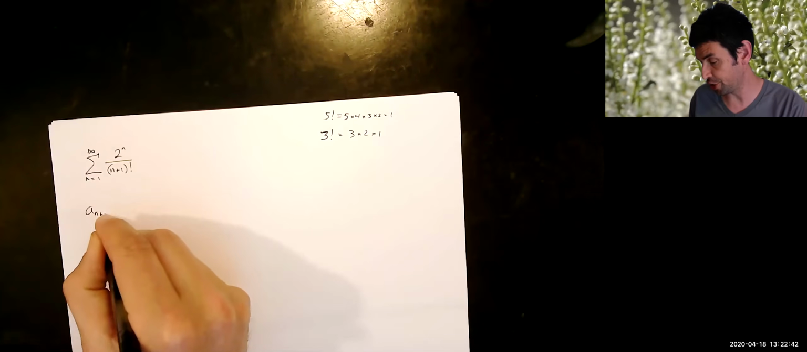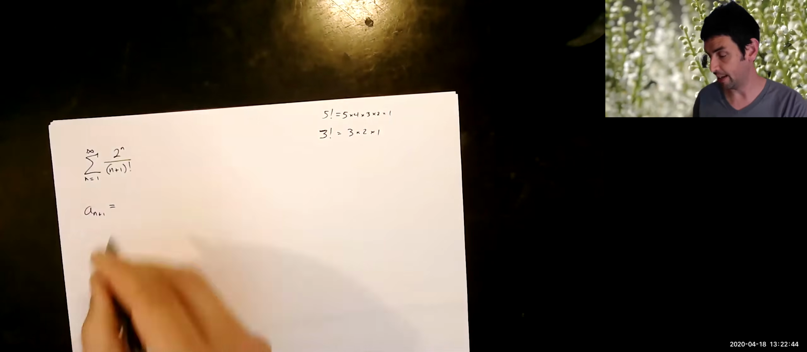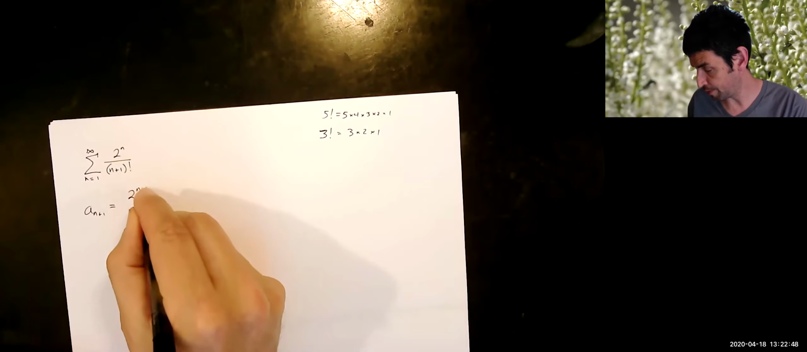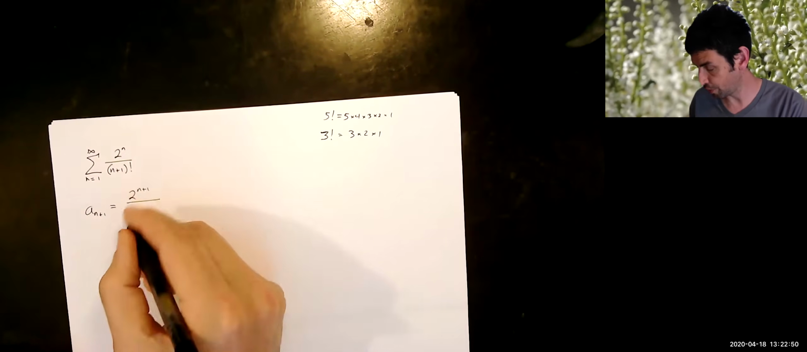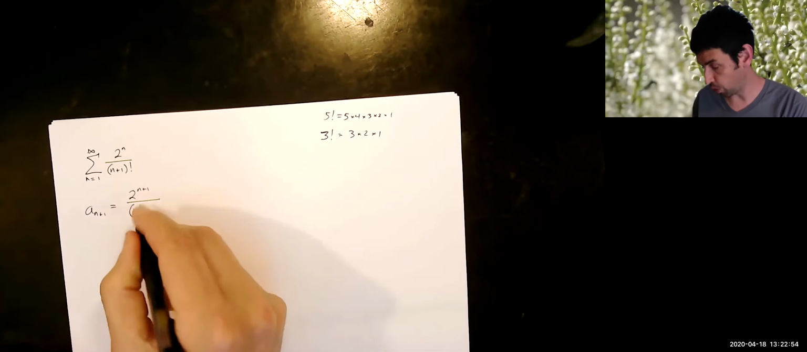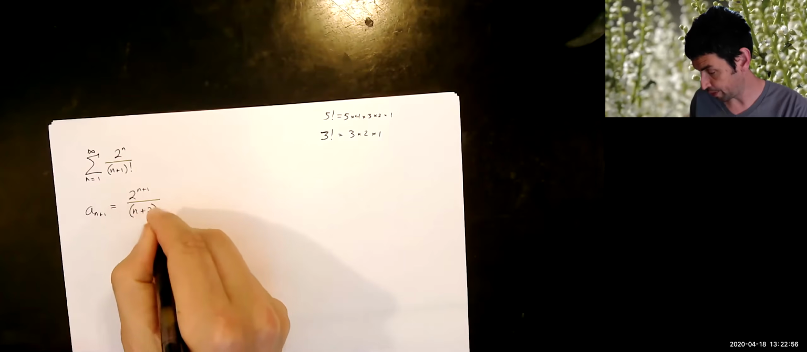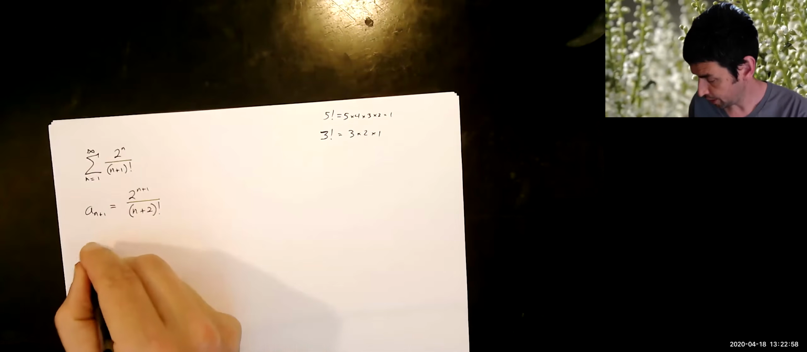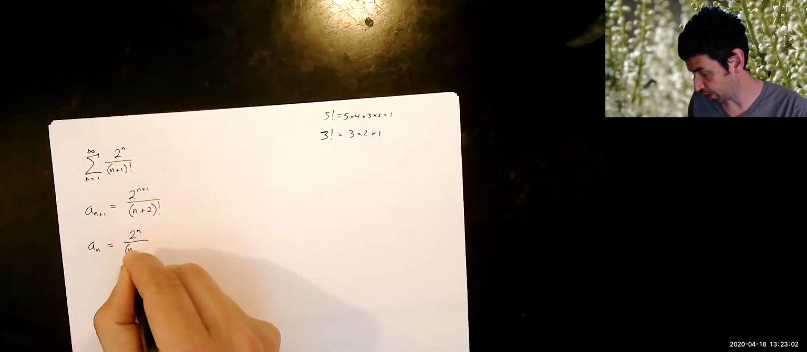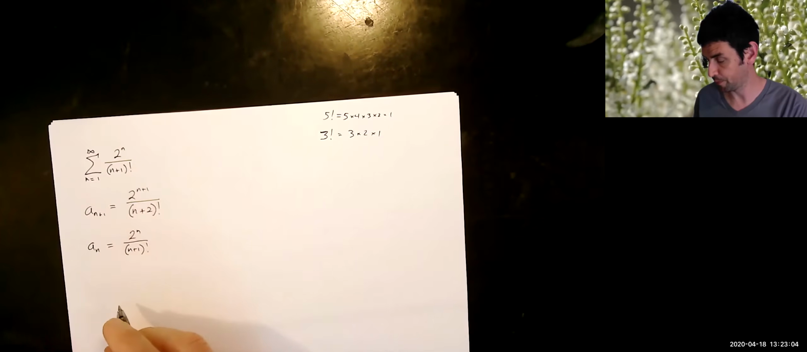So I'm going to look at the ratio of a to the n plus 1. So that term would be 2 to the n plus 1 over n plus 1 plus 1, so we'll have n plus 2 factorial. A to the n, of course, is just 2 to the n over n plus 1 factorial.